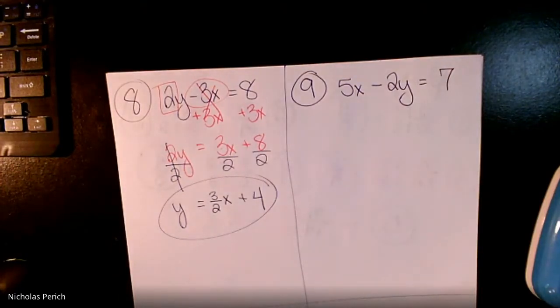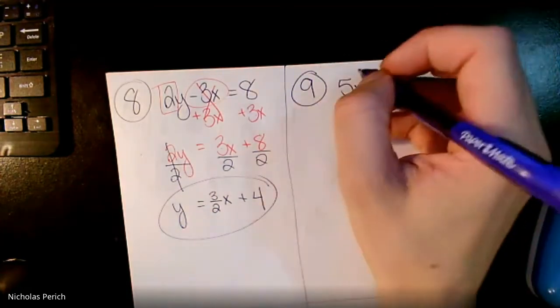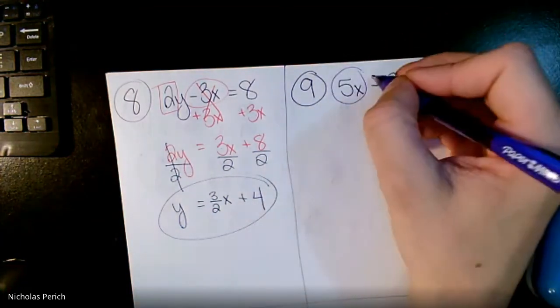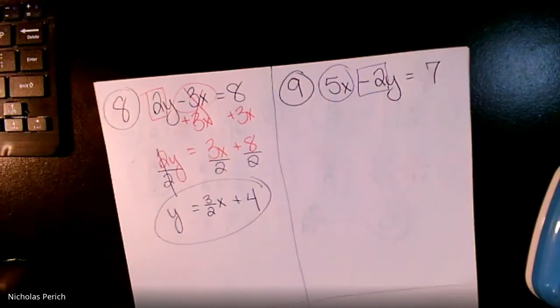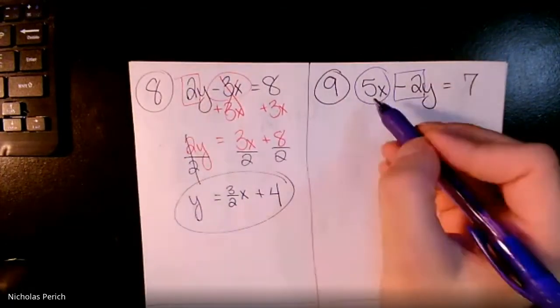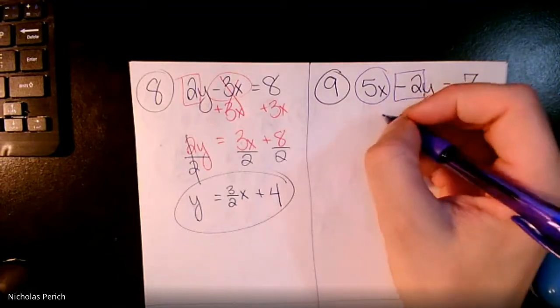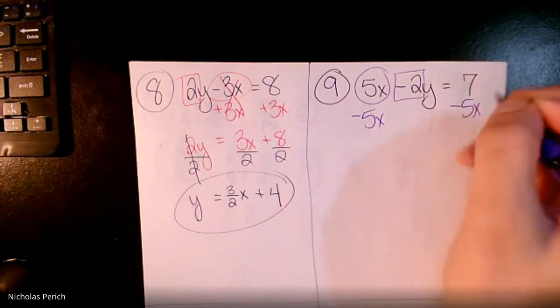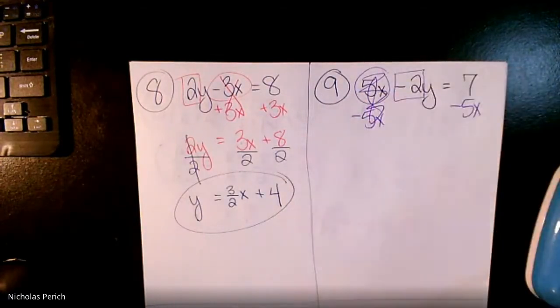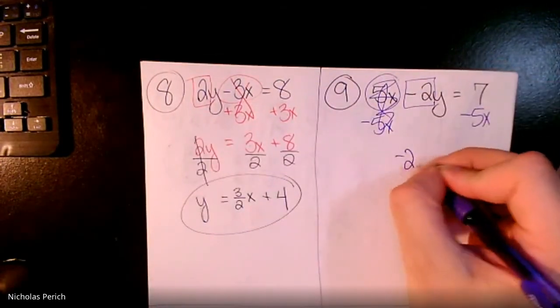Is y all by itself? No. What's in the way? That 5x is floating around. That negative 2 is attached. How do I get rid of that positive 5x that's floating around? Subtract 5x from both sides. Cross it out. Drop down the negative 2y.